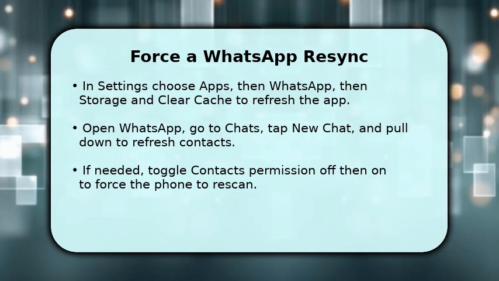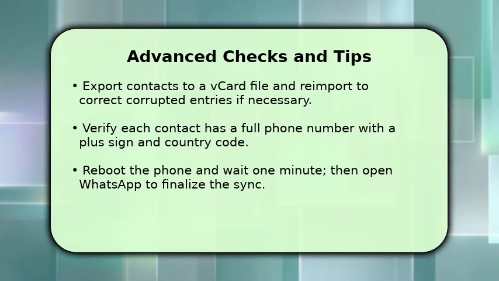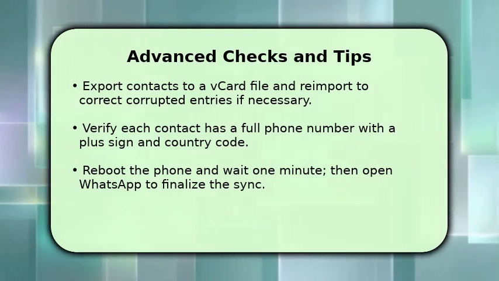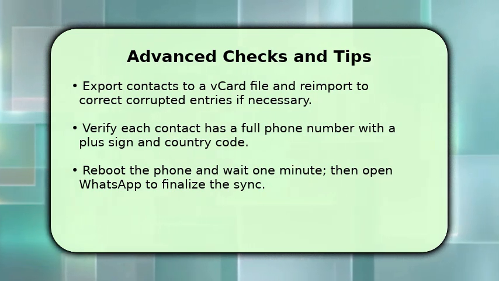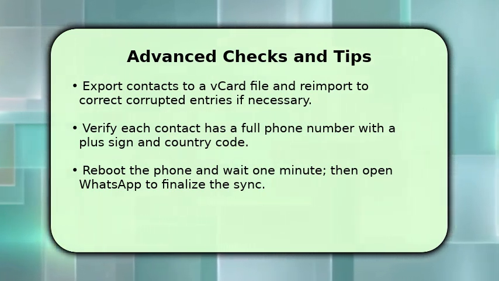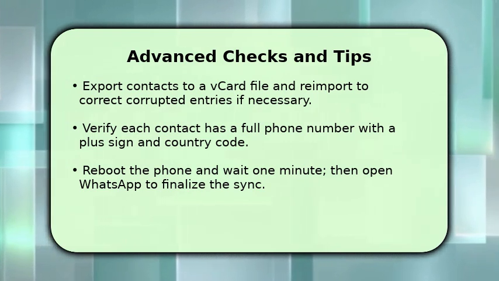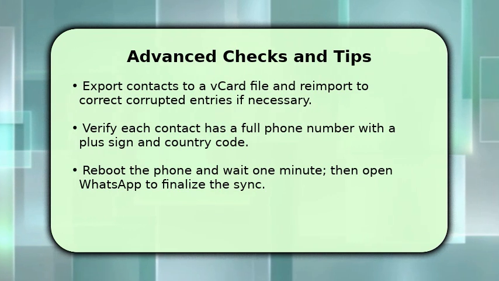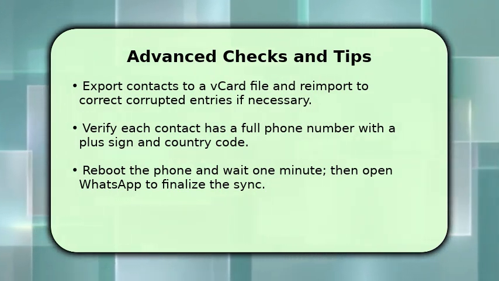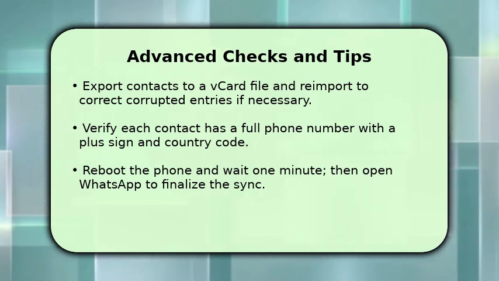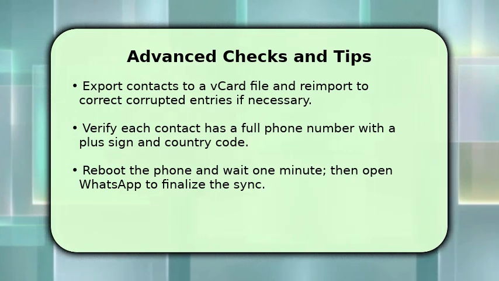If problems persist, perform advanced checks and small repairs. Export your contacts to a vCard file and re-import them to fix any corrupted entries or formatting issues. Verify each contact uses a full phone number with a plus sign and country code so WhatsApp can match accounts accurately. Remove duplicate entries and merge contacts when possible to avoid confusion. Reboot the phone and wait 1 minute before opening WhatsApp again. This final step often forces a clean resync and restores missing contacts reliably.